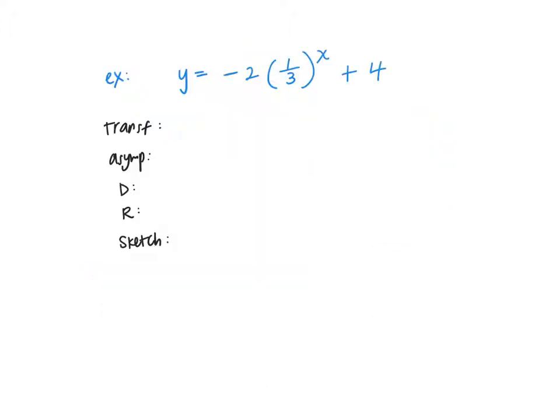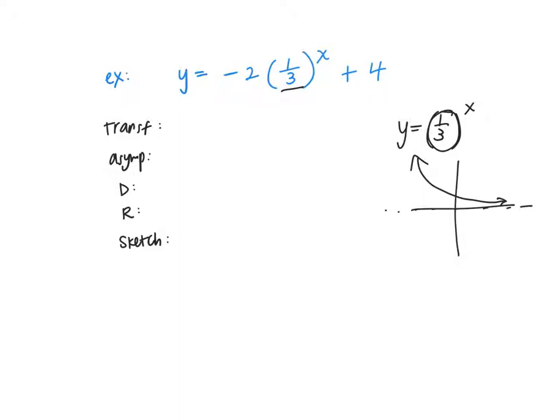All right, here's another example. Notice that my base is 1/3. So my parent function is going to be 1/3 to the x. So when I multiply numbers by 1/3, my values are getting smaller. So I know this is going to be an exponential decay type of graph. But there's some other stuff going on.